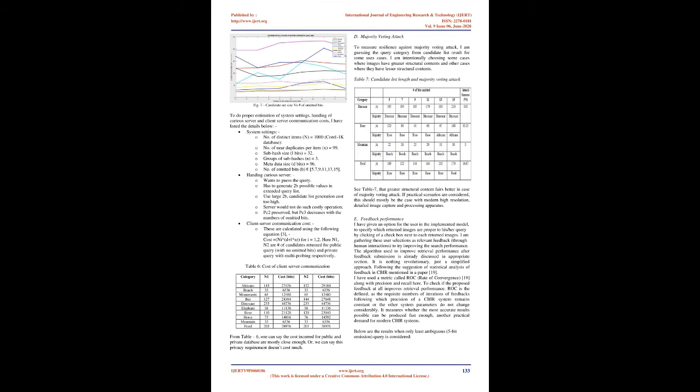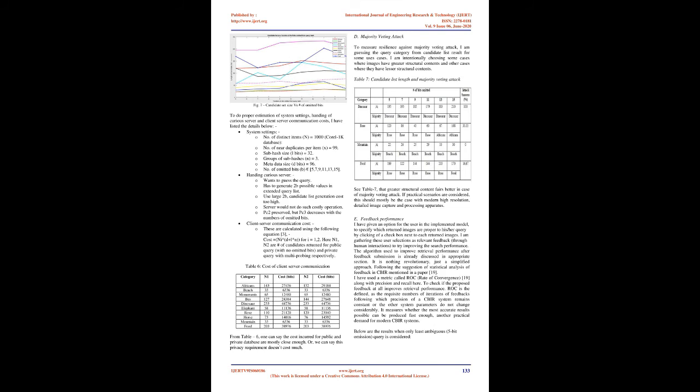Handling a curious server that wants to guess the query: it has to generate 2^b possible values in the extended query list. With large b, the candidate list generation cost is too high. The server would not do such a costly operation. PC2 is preserved, but PC3 decreases with the number of omitted bits.